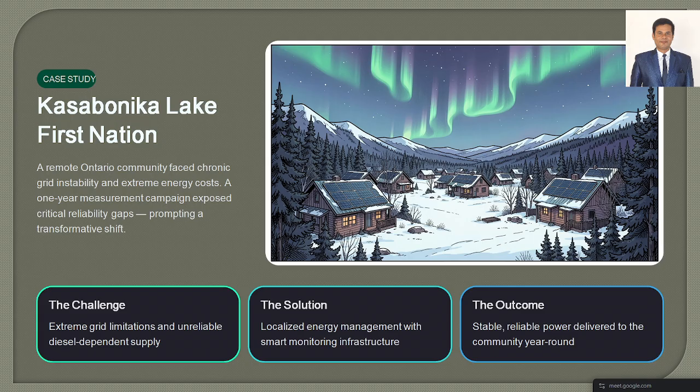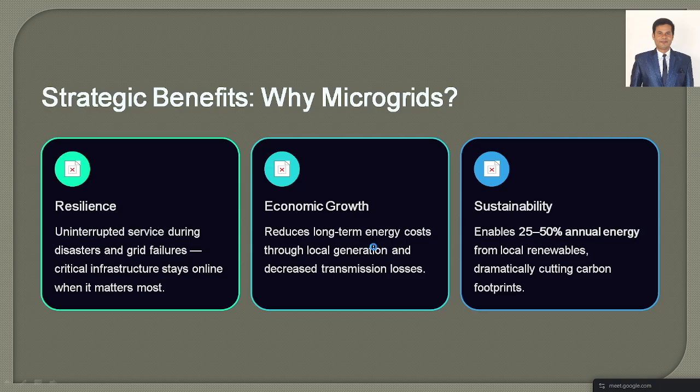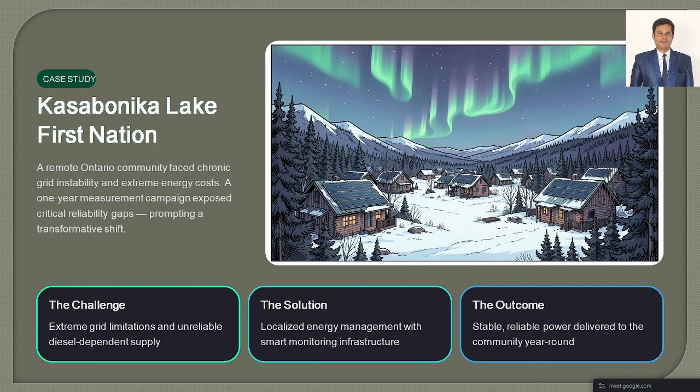Okay, so if you see the critical reliability gaps, what are the critical reliability gaps we can find here? See, in all houses you can see they have solar panels. Yes or not? So these images have been taken to make it understood very clearly, right? So if you see the challenges, right? Extreme grid limitations and unreliable diesel dependent supply.